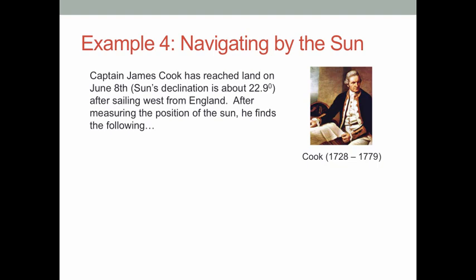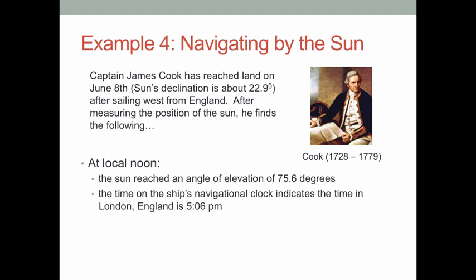So example 4. Captain James Cook has reached land on June 8th, when the sun's declination is about 22.9 degrees. So Captain Cook would be looking up at a table, maybe the paper that you see there in the picture. It looks like maybe a map, but he would look up the time of the year and what the sun's declination is, and let's say he was sailing west from England and he measures the position of the sun and he finds the following information.